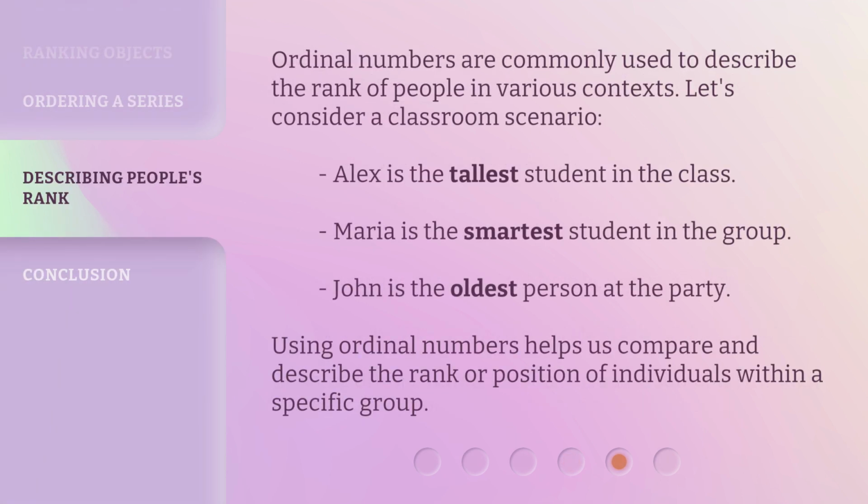Ordinal numbers are commonly used to describe the rank of people in various contexts. Let's consider a classroom scenario. Alex is the tallest student in the class. Maria is the smartest student in the group. John is the oldest person at the party. Using ordinal numbers helps us compare and describe the rank or position of individuals within a specific group.